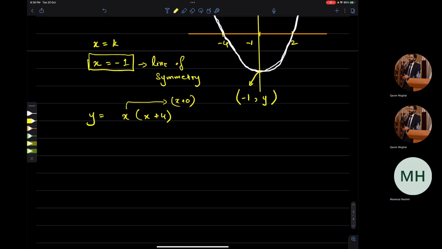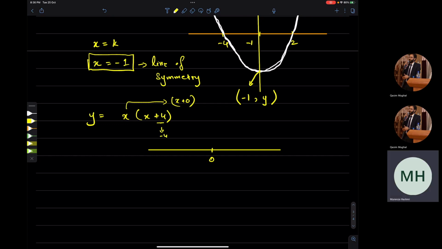Just the first factor. Yes, good. So basically, the graph is going to cut at 0 on the x-axis and then minus 4 on the x-axis. This is how the graph is going to be.